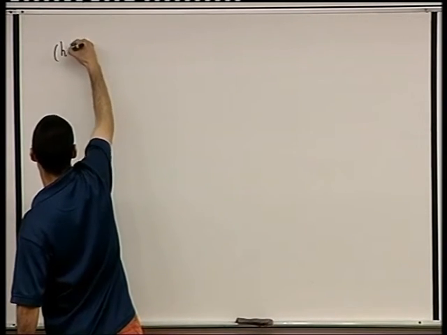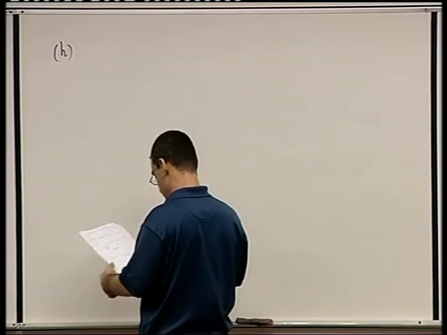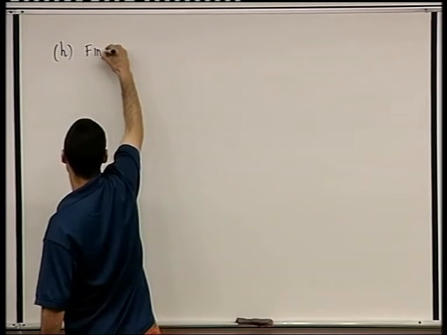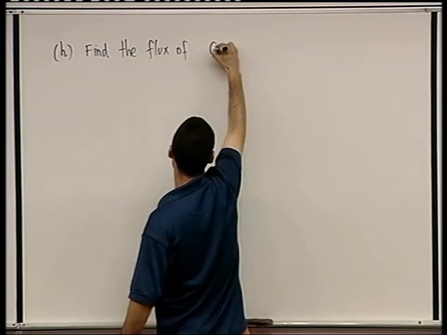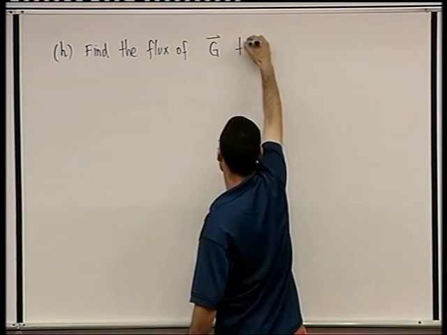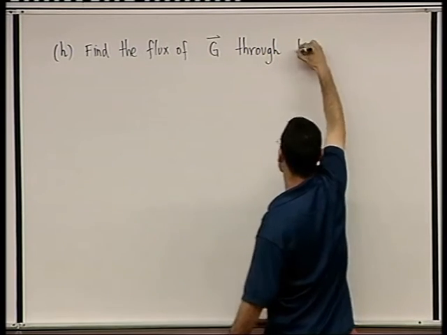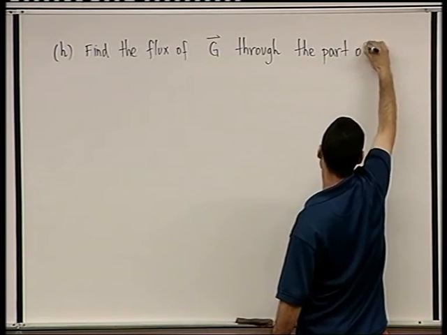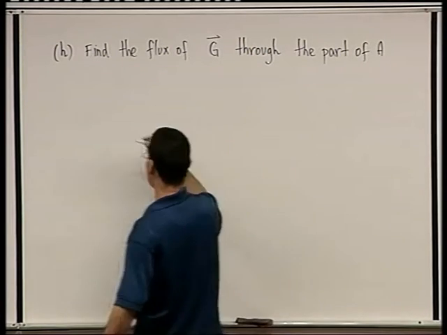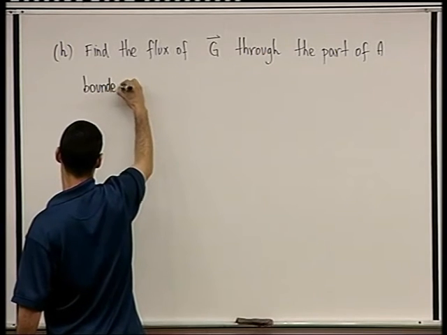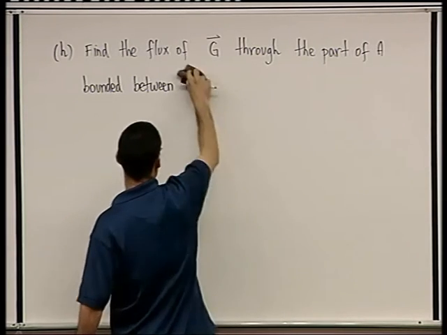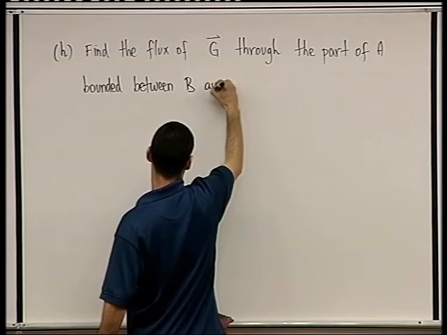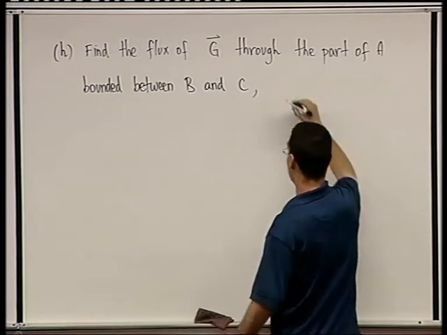So here's part H, which is the last part for this. Find the flux of the given field G through the part of A bounded between B and C, in the outward direction.